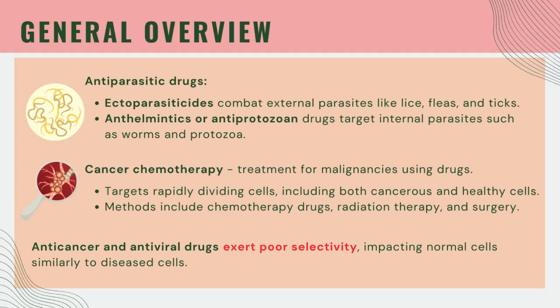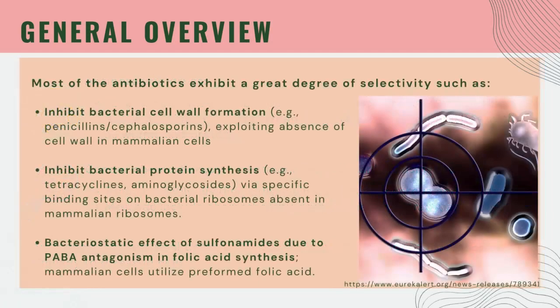Next is cancer chemotherapy. This is the treatment for malignancies using drugs. This targets rapidly dividing cells, including both cancerous and healthy cells. The methods for chemotherapy include chemotherapy drugs, radiation therapy, and surgery. Anti-cancer and antiviral drugs exert poor selectivity, impacting normal cells similarly to diseased cells.